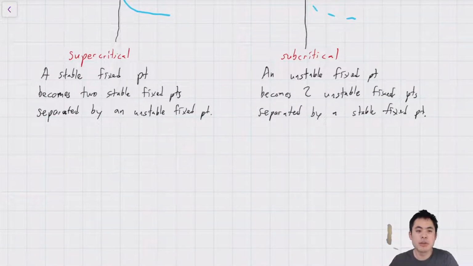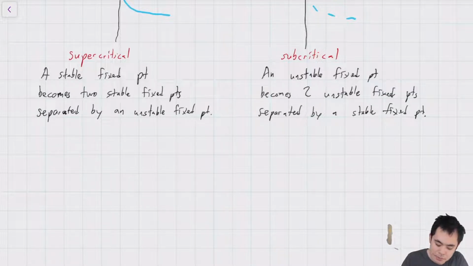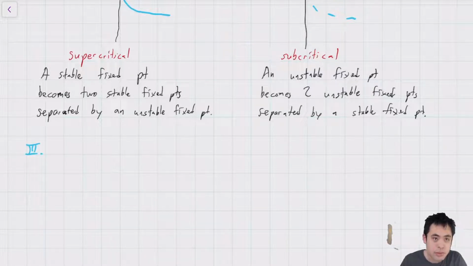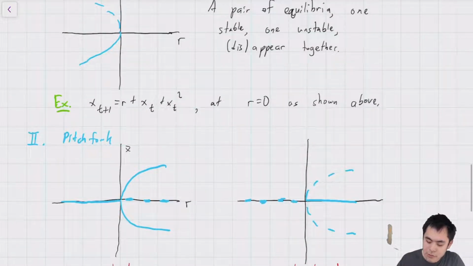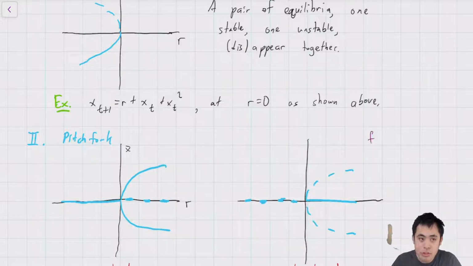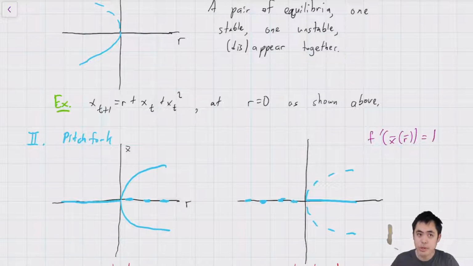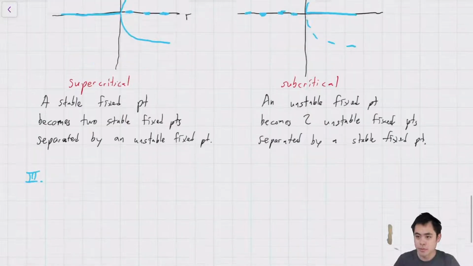Okay, and I'm not going to give an example of that right now, but like I said, that is something we're going to cover in the breakout session problems. Okay, and I should mention for completeness that for this type of bifurcation, you still have f prime of x bar of r bar is equal to 1. So it's equal to positive 1.